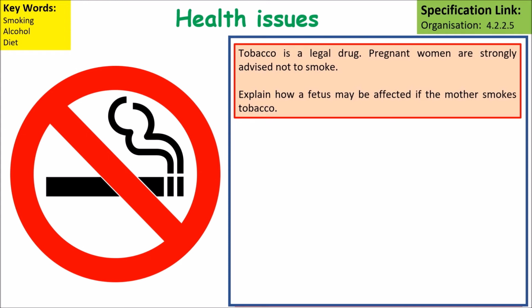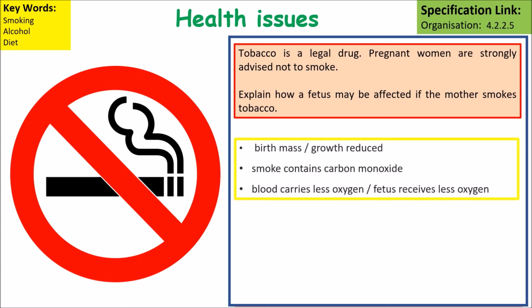So tobacco is a legal drug. So pregnant women are strongly advised not to smoke. So explain how the fetus will be affected. Like we've just said, three of the key things that you would need to mention is that there's going to be a reduced birth mass. The smoke contains carbon monoxide, which means that less oxygen is going to be able to get to the fetus, which can cause issues.